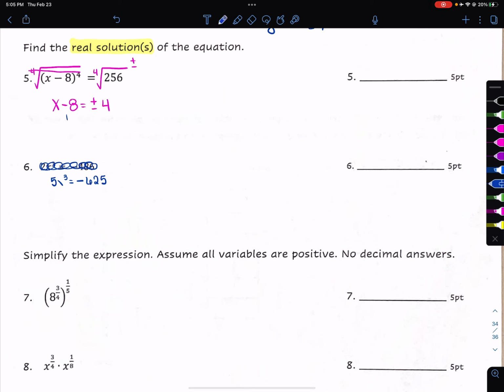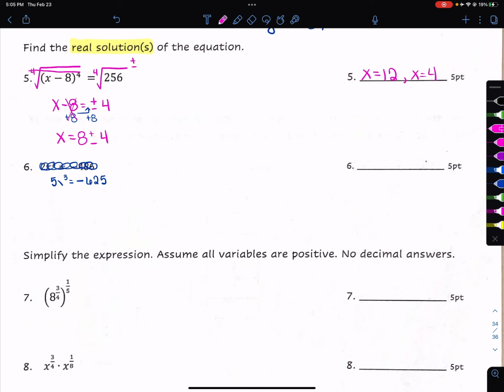Okay, I'm going to add 8 to this side, add 8 to this side, and remember I place them in front of the plus or minus. You don't have to, but it helps me just to organize that information. So we are then going to have x is equal to 8 plus 4 and 8 minus 4. So our solution on that one is going to be x equals 12 and x equals 4.